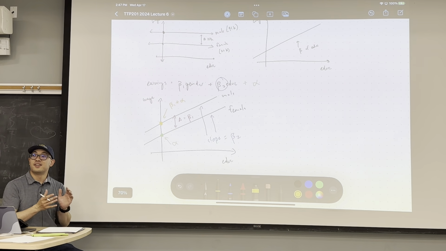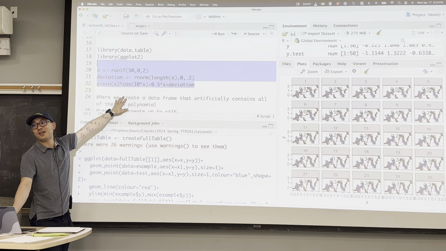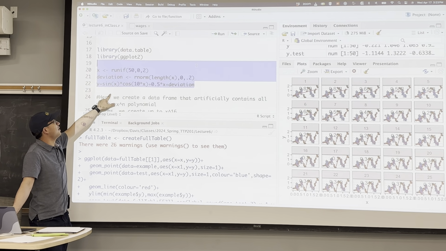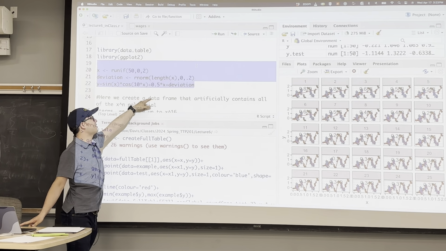So you guys can see X are uniform, 50 points between 0 and 2. So everyone can hopefully follow along there. I have my error term, deviation, same thing. And we have been doing this thing where we do y equals 0.5x plus the error. I made it a little bit more complicated. So that's y is equal to sine x times cosine 10 times x plus 0.5x plus my error term. So it's like a weird, wonky, sinusoidal thing going on.